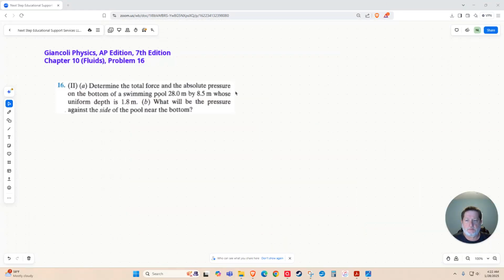Okay, this is Giancoli Physics AP Edition, 7th edition. We're in Chapter 10, Fluids. We're working on problem number 16. Go ahead and dive in.